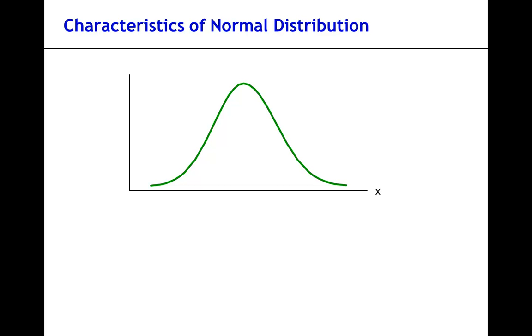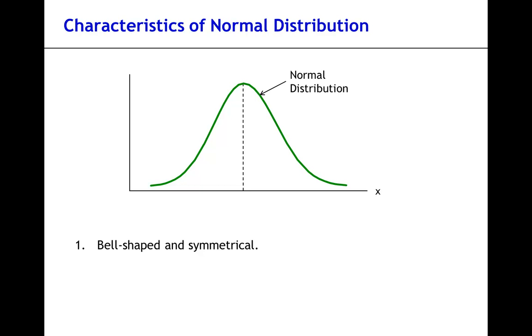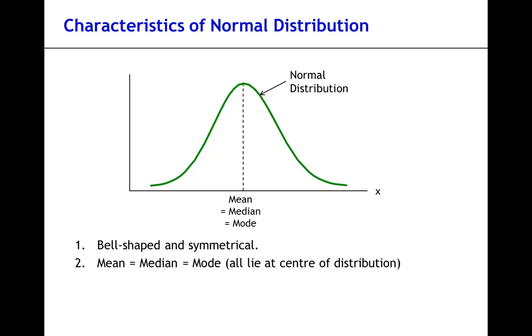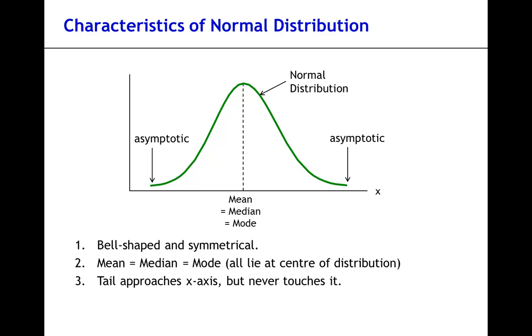This is how the normal distribution looks. Some characteristics of the normal distribution are that: 1. It is bell-shaped and symmetrical. So the left side of the curve and the right side of the curve are mirror images of each other. 2. The mean is equal to the median, which is equal to the mode, and they take the central position on the horizontal axis. 3. The two tail ends are asymptotic, so they approach and get very close to the x-axis, but never touch it.